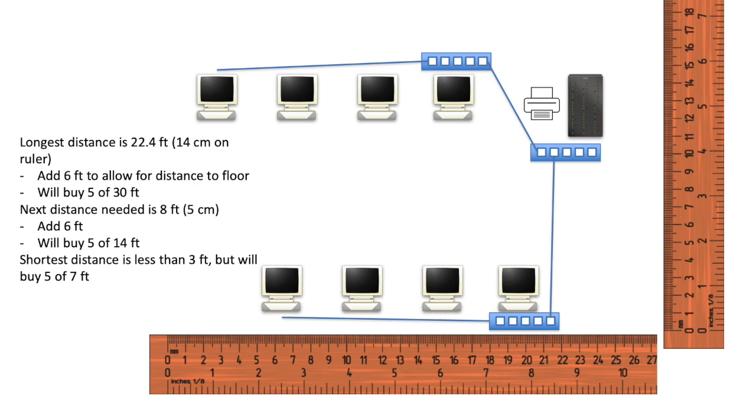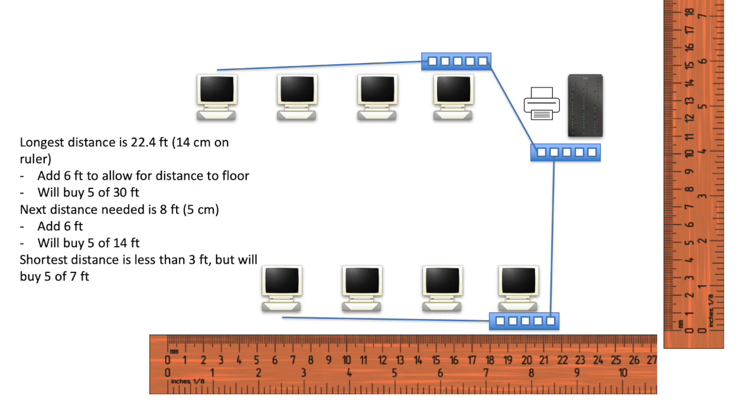I don't actually need that many more cables. I only really need 2 more, but you've got to buy them in packs of 5. So if you actually look at these distances here, the printer and the server will be almost right next to the switch. I might be able to get away with a 3-foot distance, but I'm going to go ahead here just for convenience's sake and knowing I might need a little flexibility. So I'm going to buy 5 of the 7-foot cables.